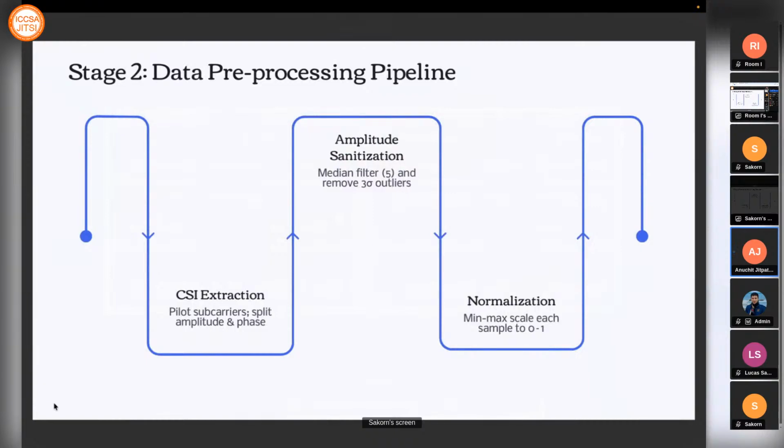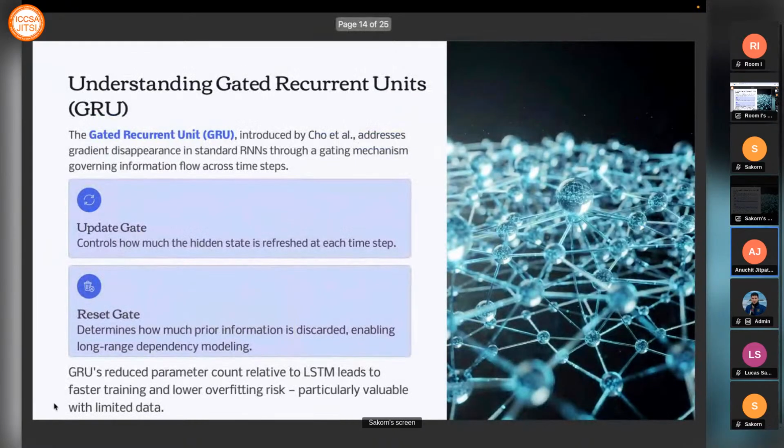Moving to pre-processing, our pipeline has three steps. First, CSI extraction from the pilot subcarrier, splitting the signals into amplitude and phase components. Second, amplitude sanitization, applying a median filter with window size 5 and removing outliers beyond 3 standard deviations. And third, normalization, min-max scaling each sample to a 0 to 1 range so the network trains more stably.